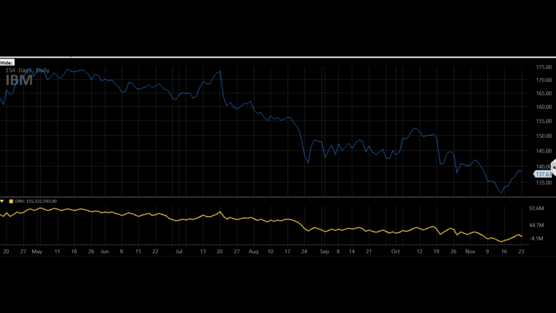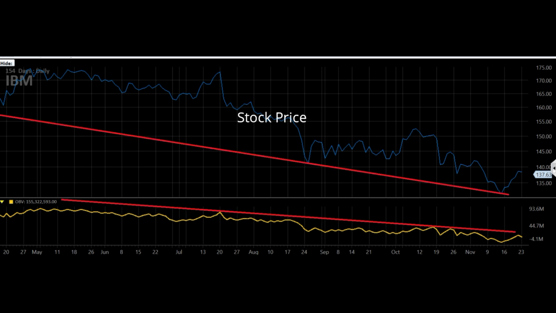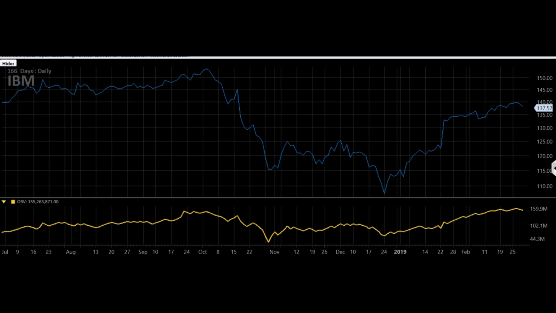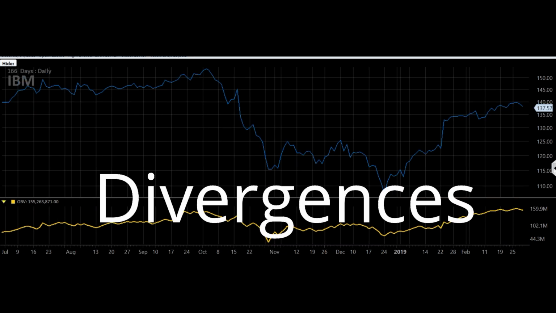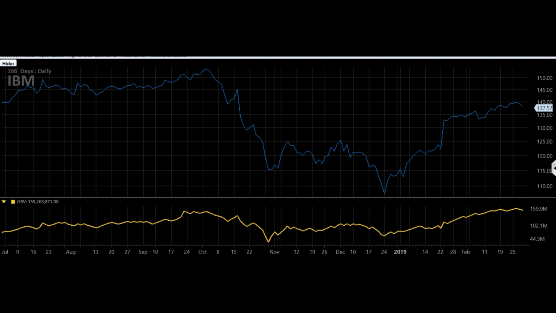In this example, I drew a couple of red lines, one below the stock price and the other one right above the OBV. That way, you can have a better look at what a bearish confirmation looks like. See how both red lines are moving in the same direction? The second thing to look for in the OBV are divergences. We have talked about divergences in other videos. Here, it works pretty much the same way.